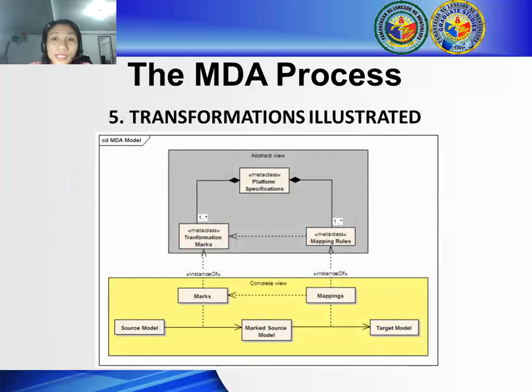Fifth, the MDA process is the illustration of the transformation. The diagram uses UML notation to present the various concepts involved in an MDA transformation for a given platform, for example, the target model. It distinguishes between the abstract view of the platform's transformation directives and a concrete implementation in the context of a specific source model to be transformed into this platform.